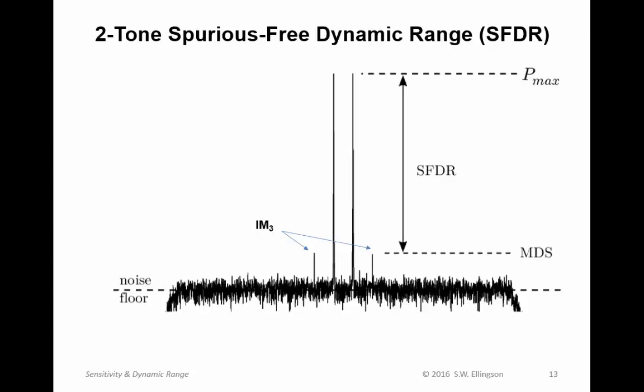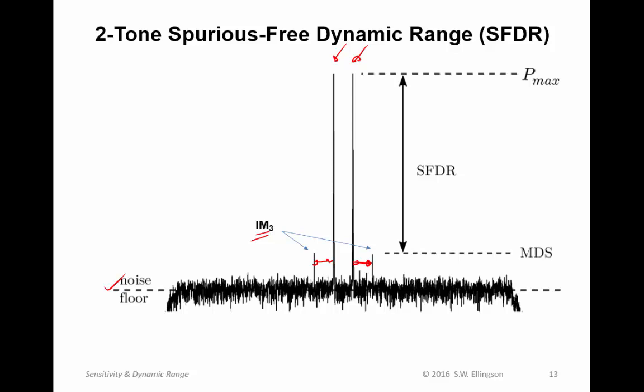The other metric is two-tone spurious-free dynamic range. And here what we have is the spectrum. There's a noise floor evident here. And I'm applying two tones. So there's my two fundamentals. And we know that if the linearity is limited, we will end up with third-order intermodulation products. And those third-order intermodulation products will end up at equal distances on the outsides of those two fundamentals.